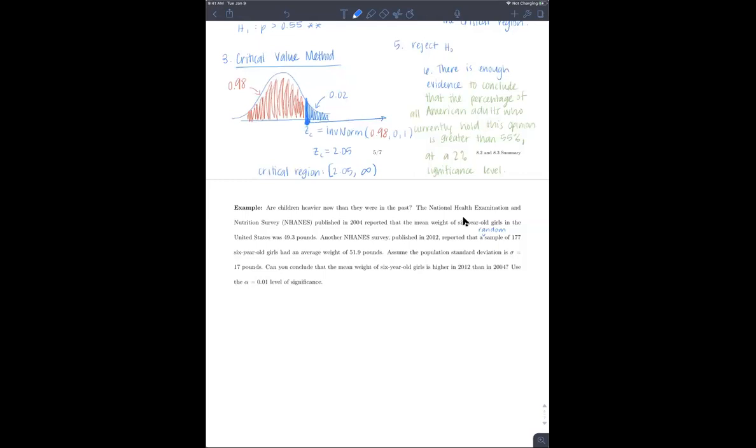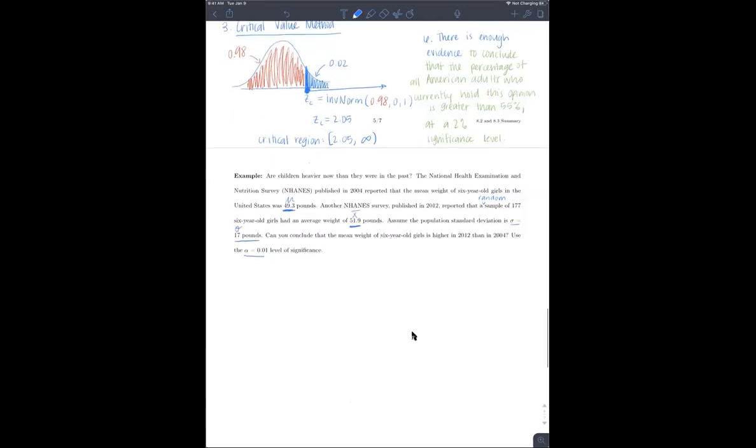So some of these variables were already labeled for us. Right, this 17 is sigma. Here we have alpha is 0.01. Well, what is this 49.3 referring to? Yeah, this is going to be mu, right? And so that makes 51.9 which variable? Yeah, this would be x bar.